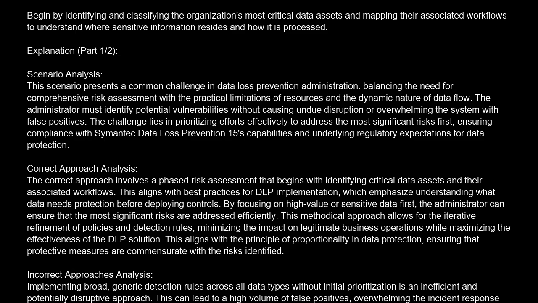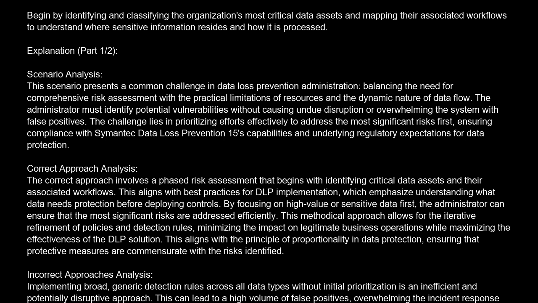Correct answer is C. Begin by identifying and classifying the organization's most critical data assets and mapping their associated workflows to understand where sensitive information resides and how it is processed. Explanation. Scenario analysis. This scenario presents a common challenge in data loss prevention administration, balancing the need for comprehensive risk assessment with the practical limitations of resources and the dynamic nature of data flow.